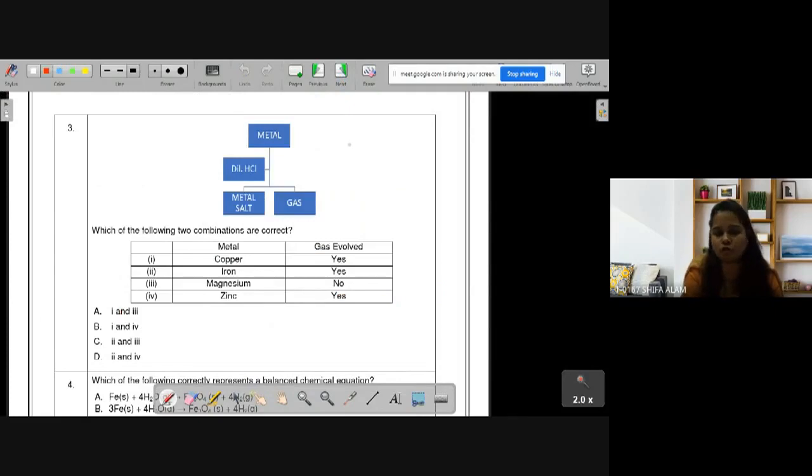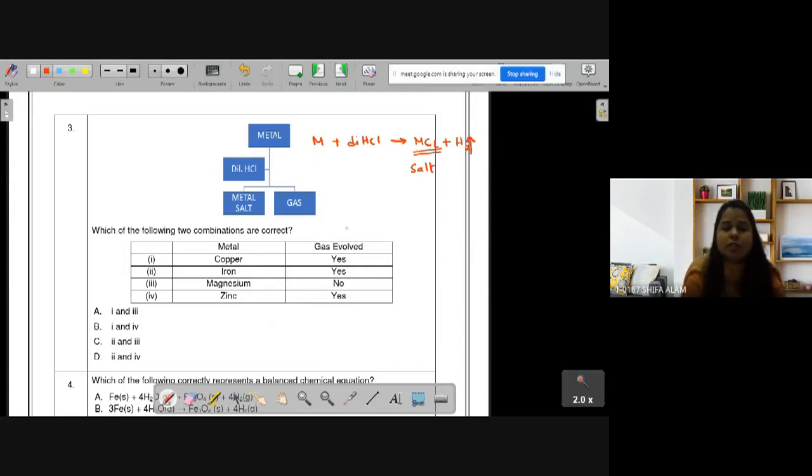It shows a flow chart, and the flow chart depicts a metal being treated with dilute HCl. So whenever we have a metal treated with dilute HCl, we know that metal chloride is formed, which is the metal salt, and hydrogen gas is evolved. So a metal chloride is formed along with hydrogen gas. I'm not writing the valency of the metal M. I'm just writing that a salt is formed along with the evolution of hydrogen gas.